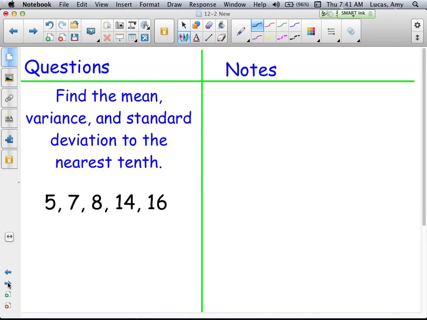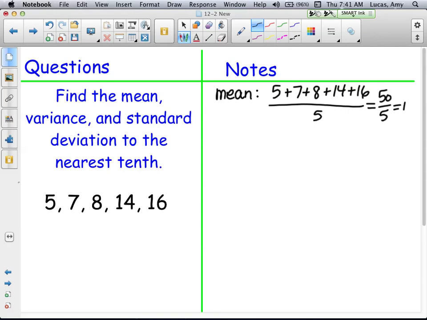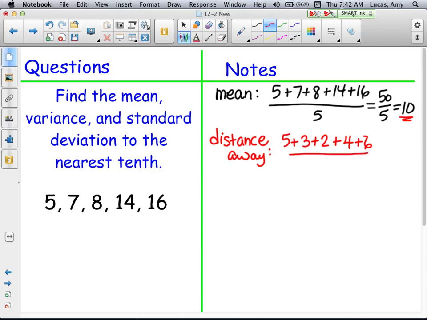Okay, so our first set of numbers, we're going to find the mean. So add them. And this time we've got 5 numbers, so divide by 5. So 50 divided by 5 is 10. So we've got a nice number for our mean. Now let's find the distance away from the mean. So if our mean is 10, 5 is 5 away, 7 is 3 away, 8 is 2 away, 14 is 4 away from 10, and 16 is 6 away.